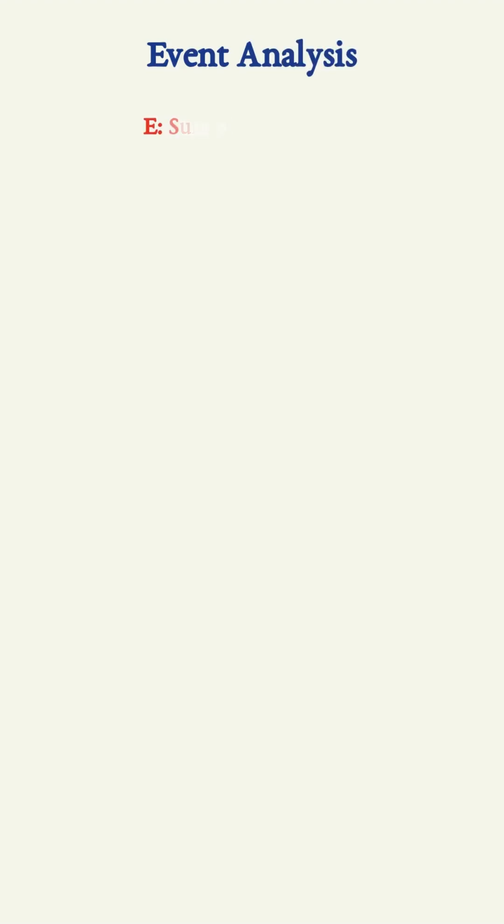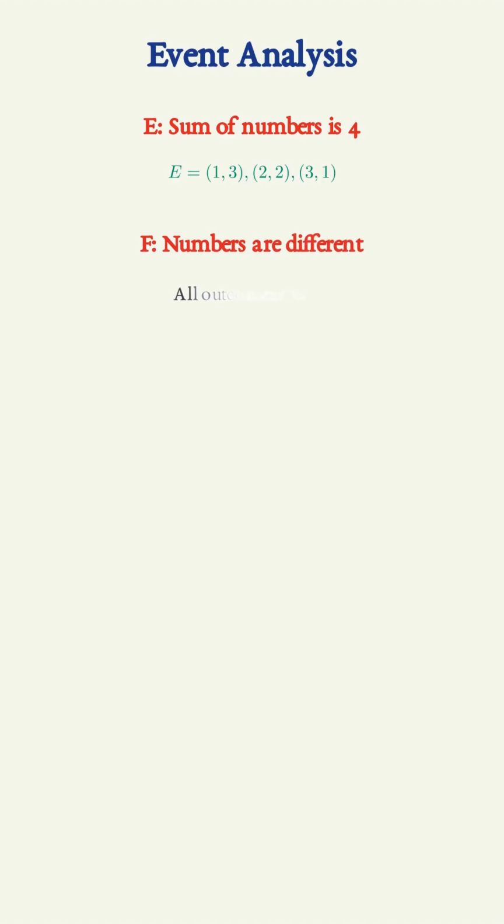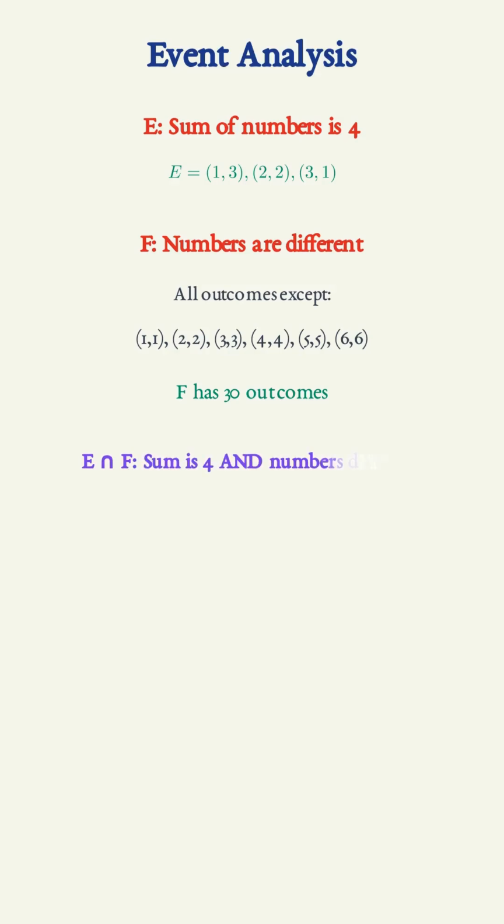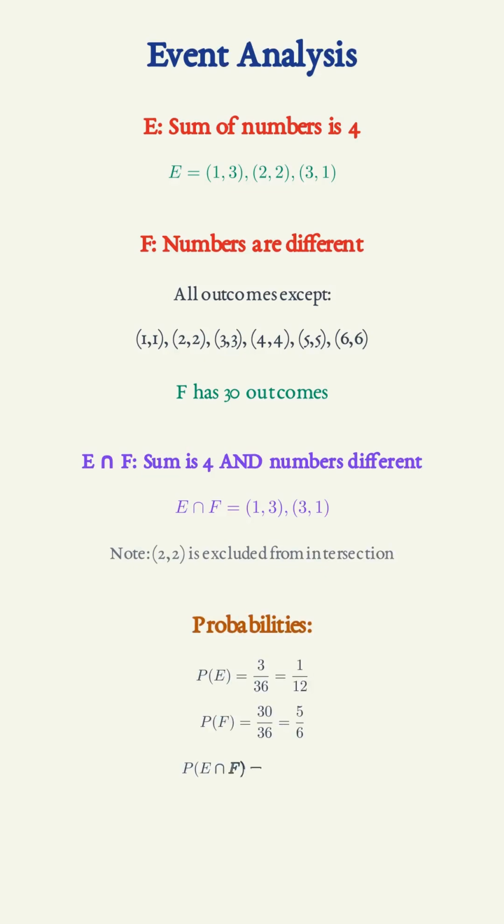Event E, sum is 4, contains (1, 3), (2, 2), (3, 1). Event F, numbers are different, excludes all pairs like (1, 1), (2, 2), etc., leaving 30 outcomes. E intersection F contains only (1, 3) and (3, 1), since (2, 2) has equal numbers.